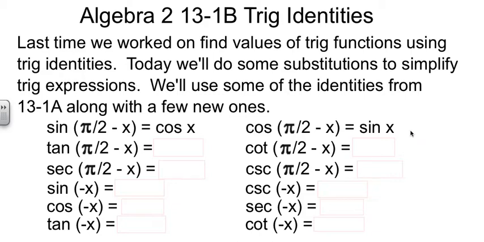So pi over 2 minus x is a nice little expression that you can use to switch from one function to the other. Similarly, tangent and cotangent are cofunctions of each other, so pi over 2 minus x switches one to the other. Secant and cosecant also are in that same deal.